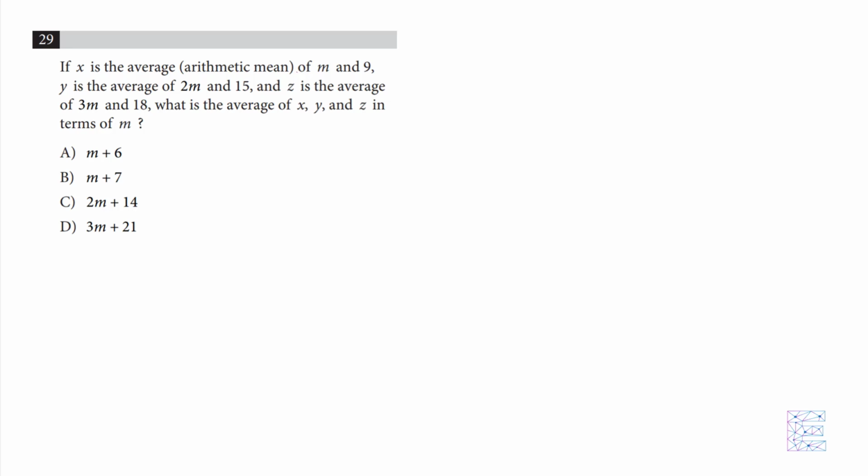If x is the average (arithmetic mean) of m plus 9, y is the average of 2m plus 15, and z is the average of 3m plus 18, what is the average of x, y, and z in terms of m?